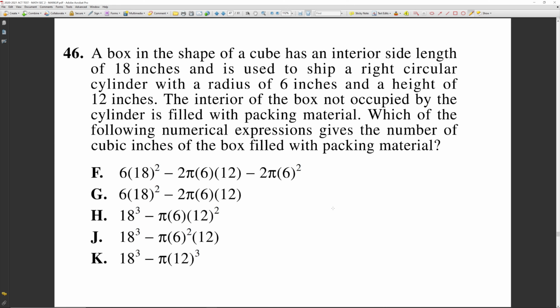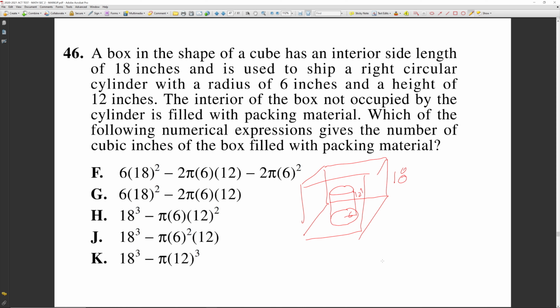So what you need to do is a little sketch. Let's sketch a cube out. So that's my cube. Everything here is 18, so all sides of the cube are 18. And then we have a cylinder inside that has a radius of 6 and it's 12 inches tall. There we go. So this is 12 inches.